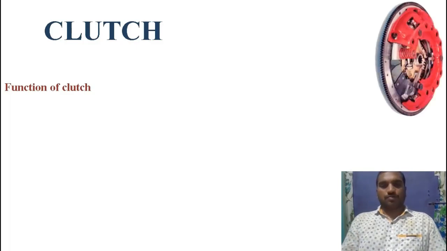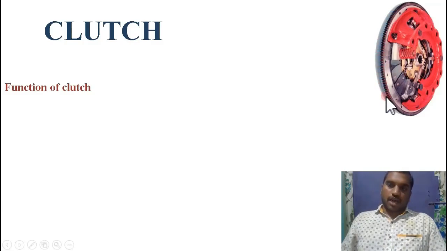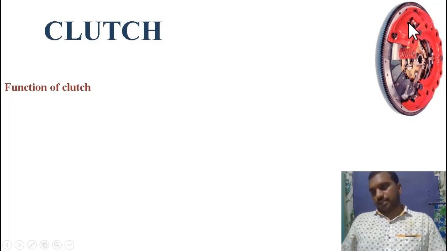If you observe, the clutch appears like this. The largest gear profile is the flywheel. The red color is the cover plate. And the silver color you can observe here is the pressure plate. In between the cover plate and pressure plate, coil springs are attached, right?